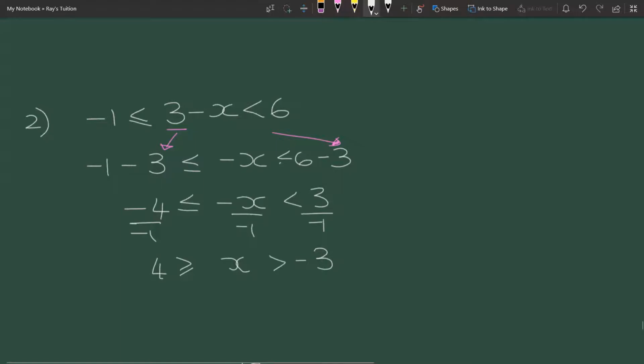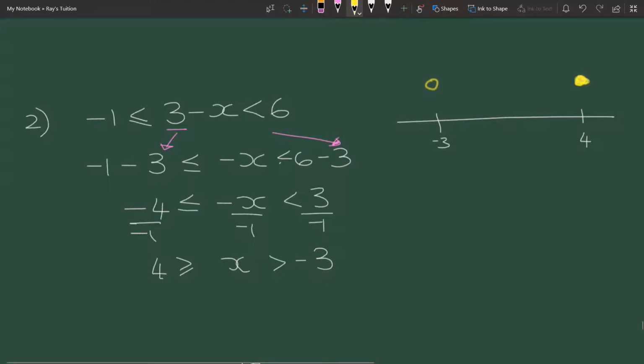Okay. So let's represent this on a number line. I'm not going to put in all of the numbers. I'm just going to put in minus 3 and 4. So minus 3, it is excluded, so we're going to put an open dot. 4, it is included.